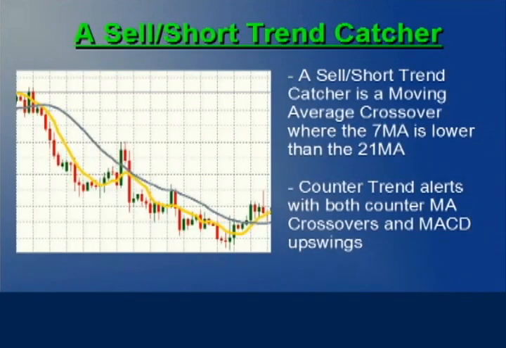So just dissecting that 4-hour chart, we'll look at the way that we determine a trend catcher trade. Essentially, a sell short trend catcher is a moving average crossover where the settings that we use are 7 and 21, so where the 7 MA is lower than the 21 MA. Of course, with counter trend alerts with both MA crossovers and also MACD upswings.